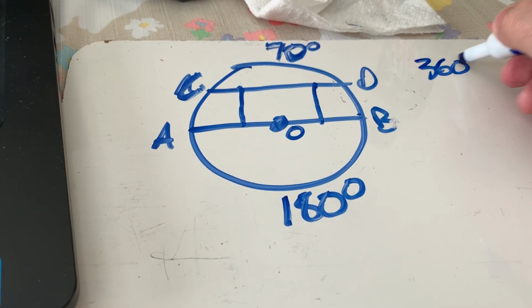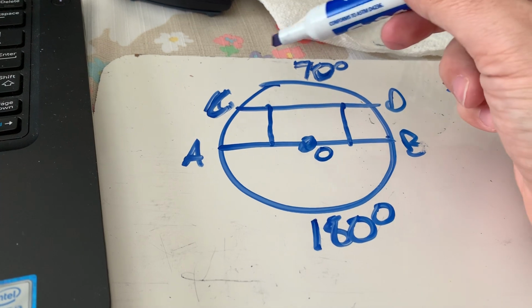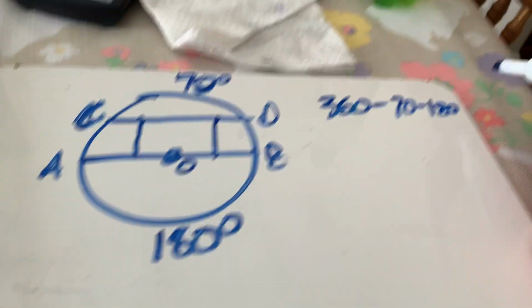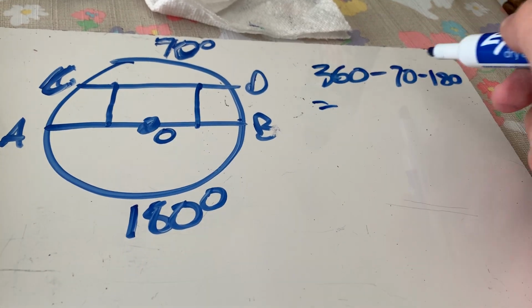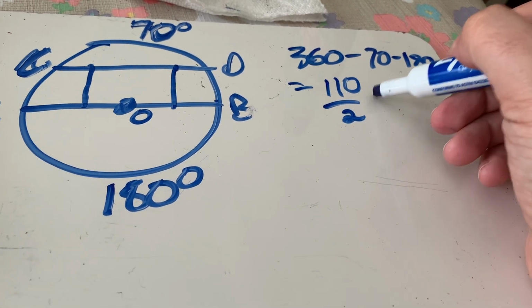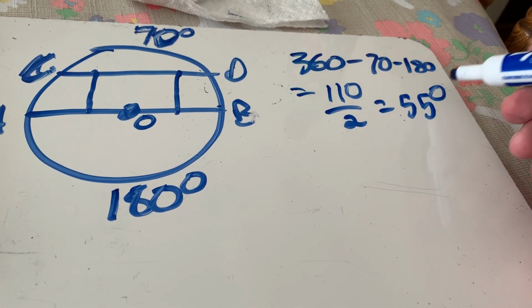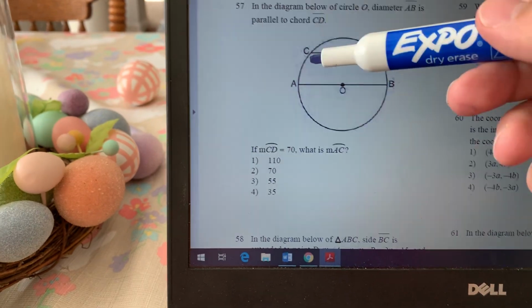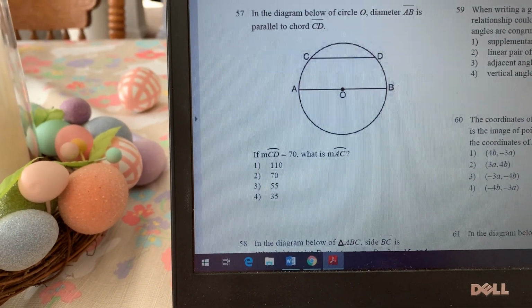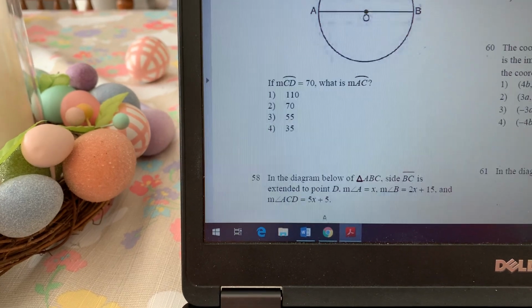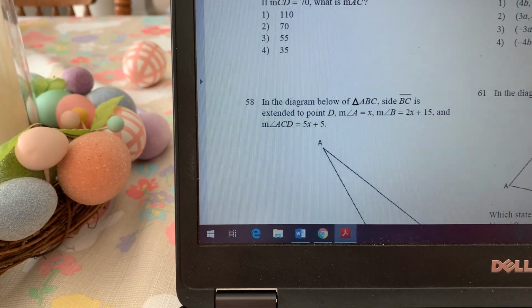So I'm going to do 360 minus 70 minus 180. It's actually going to be 360 minus 250, which is 110. Then divide that by 2, and I'm going to get 55 degrees. So it says, what is arc AC? That one, again, because it said BD, it didn't matter. It is 55. So answer choice 3. Another answer choice 3. Look at that.